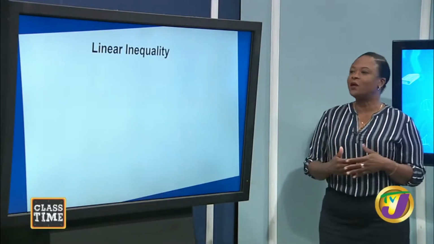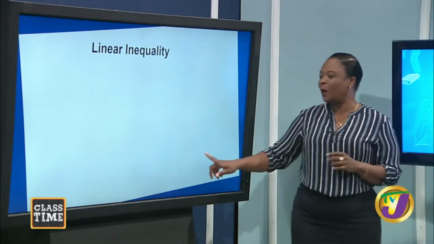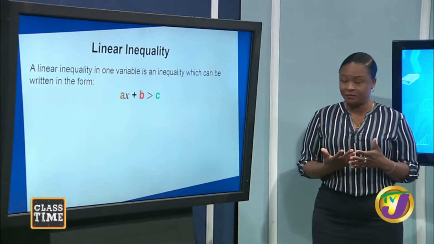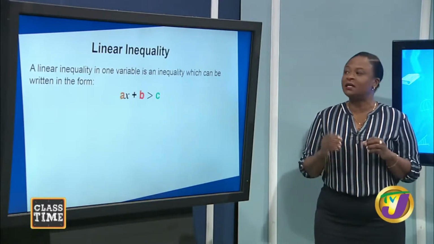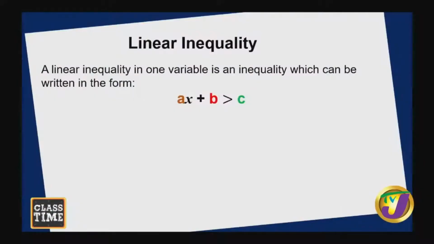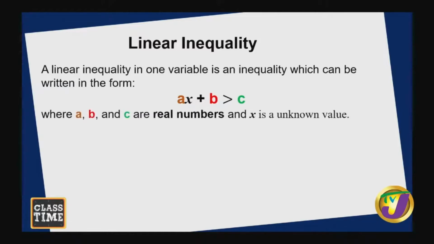So we come now to what we call a linear inequality, and I want us to appreciate what this means. A linear inequality in one variable is an inequality which can be written in this form: ax + b is greater than c, where a, b, and c are real numbers and x is an unknown value or a variable.